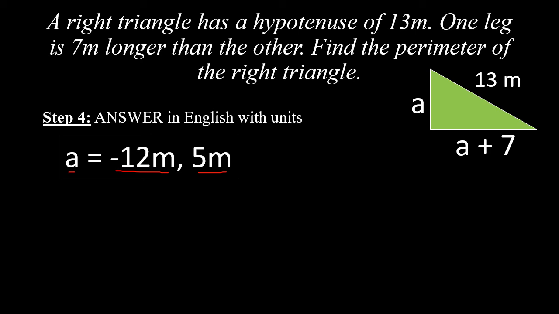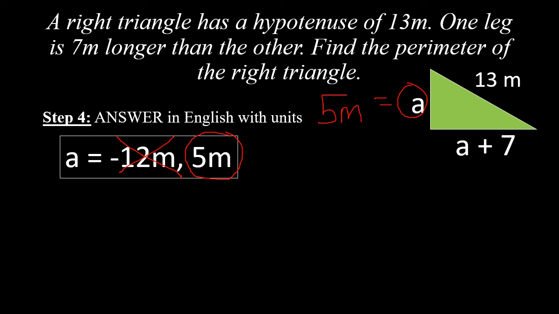So you guys, right away, that should disturb you. One of these answers should disturb you, okay? We cannot have a negative length. So right off the bat, we can go, oh my goodness, -12 meters, that doesn't even make sense. -12 can't possibly be the answer. So our A, the length of our side A over here, must be 5 meters, okay? You can get rid of negative measurements right off the bat, all right?